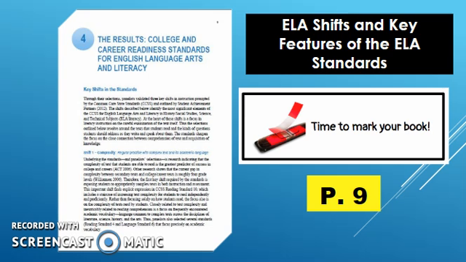First, on page 9, we have the section that talks about the ELA shifts and key features of the ELA standards. You'll find details on the 3 ELA shifts of complexity, evidence, and knowledge, and you'll also find a description of how the ELA standards are organized, including the 4 strands and information on the letter and number coding that follows each standard.